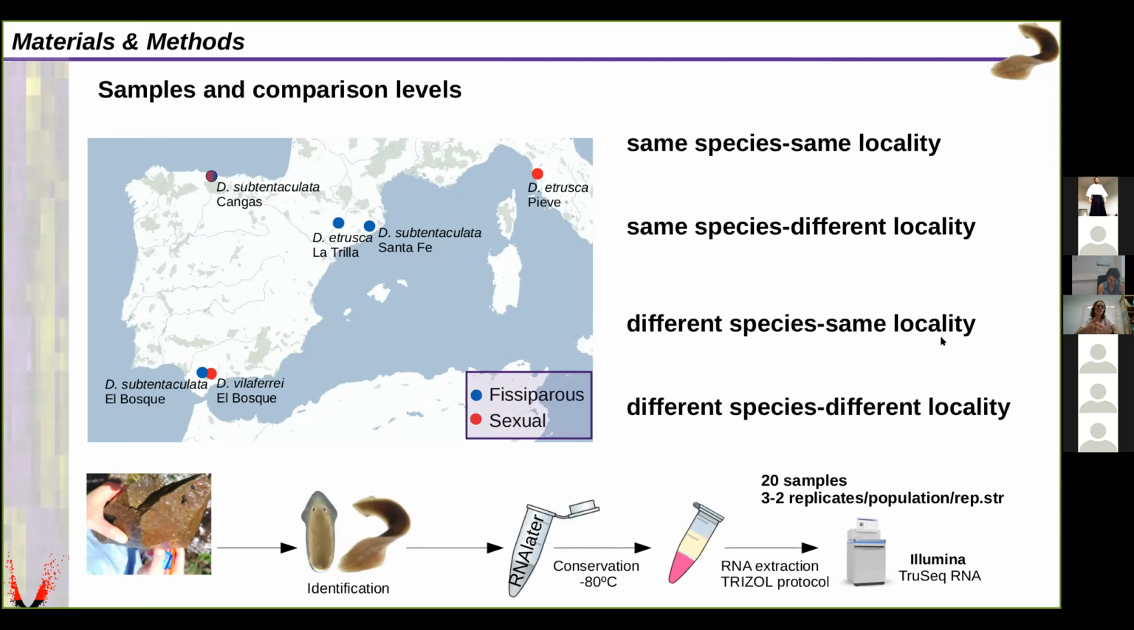Posterior to the collection, the animals were submitted to visualization for the identification of the gonopore in the sexual animals. They were then conserved in RNAlater for posterior extraction with the TRIzol protocol. We sequenced 20 samples, with 3 or 2 replicates by population and reproductive strategy.